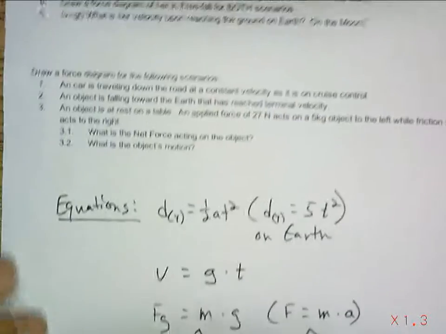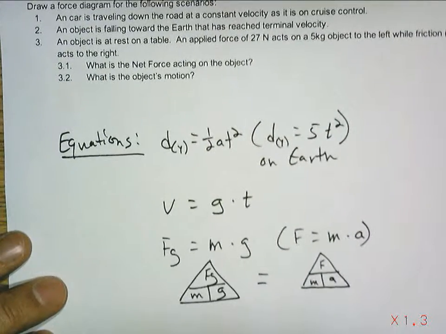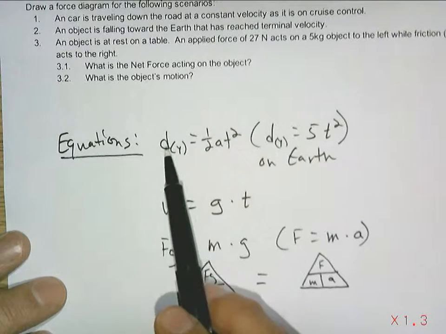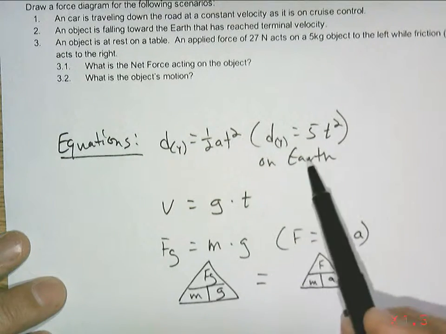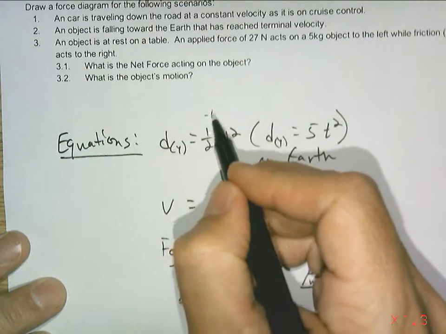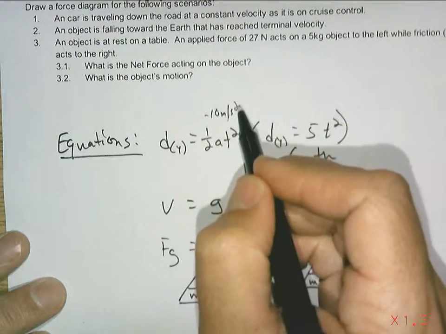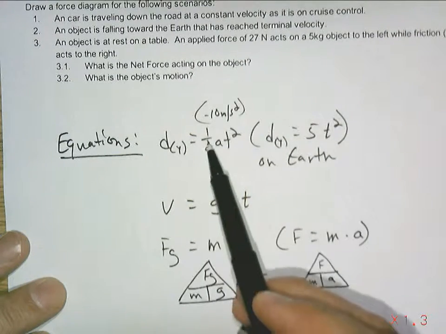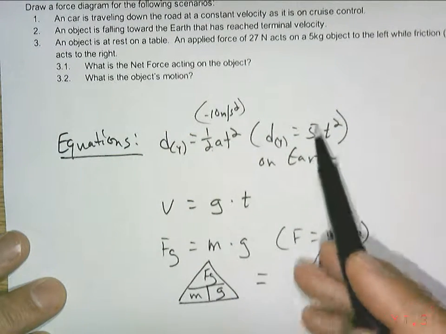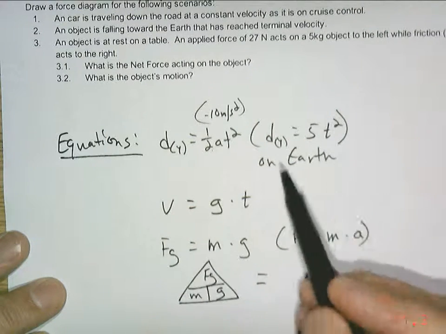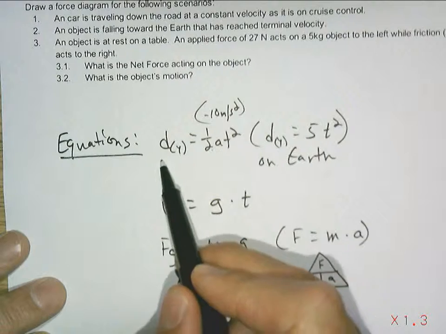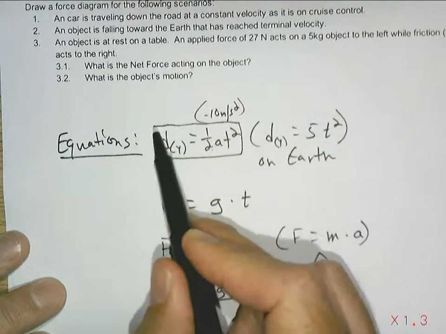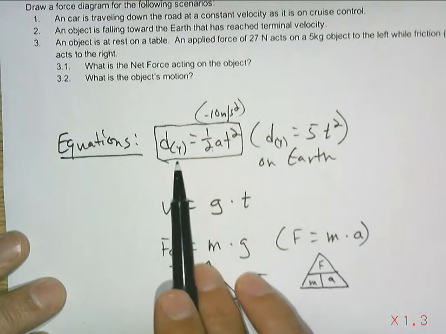We're going to need to reference some equations that we've used up to this point. The distance in the y direction equals 1/2 a t squared. On Earth, we know that a is negative 10 meters per second squared, and we simplified this equation. 1/2 of 10 is 5, so we call this d of y equals 5t squared on Earth. We'll come back and use this in a little bit, and we'll change this when we start talking about the moon.